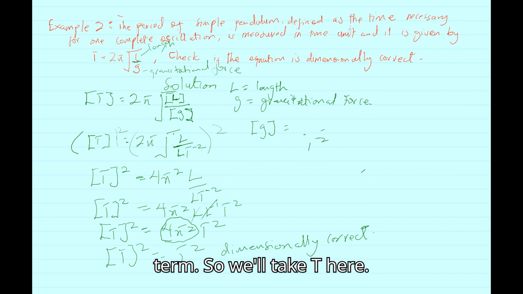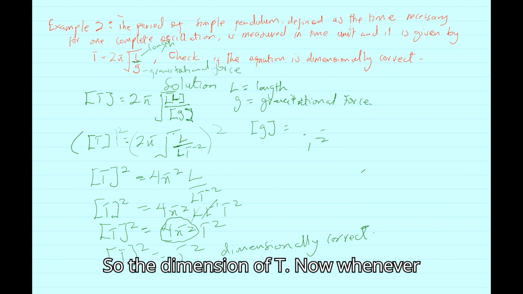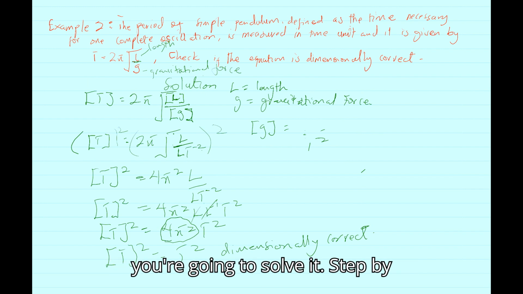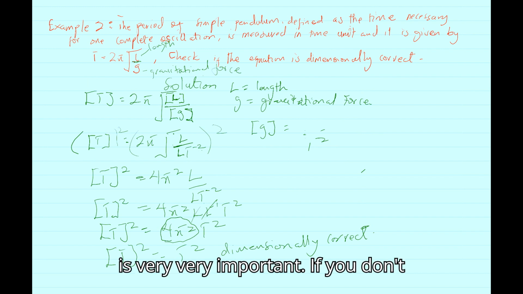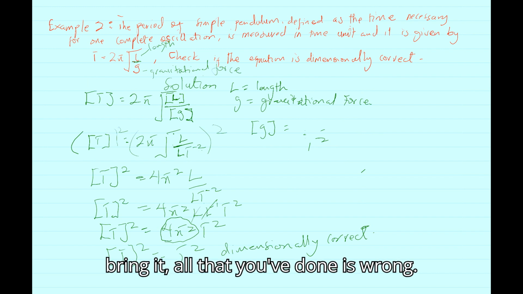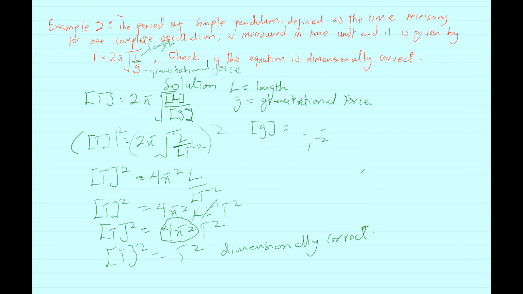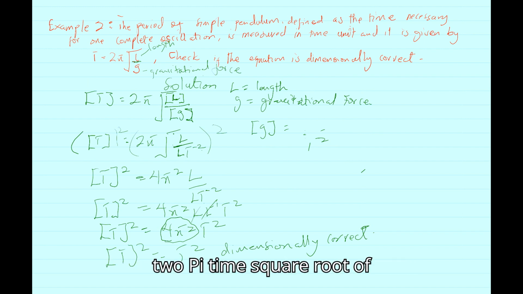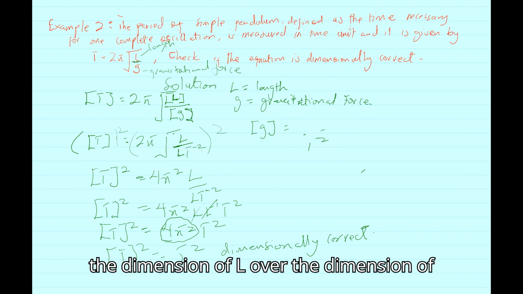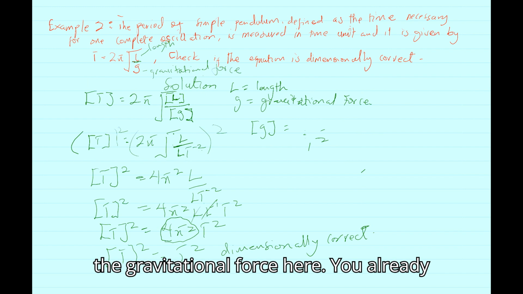So you first analyze each term. We'll take T, so the dimension of T. Now whenever you are given a question, this is how you are going to solve it step by step. Make sure you use the dimension symbol here. It's very, very important. If you don't bring it, all that you've done is wrong. So the dimension of T is equal to 2 pi times the square root of the dimension of L over the dimension of the gravitational force.